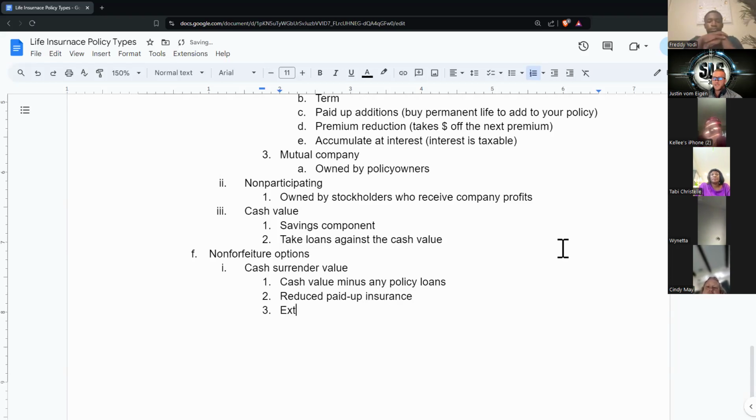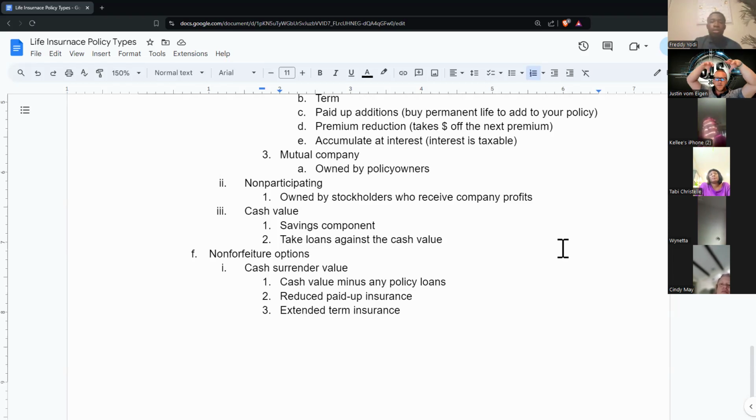So that's reduced paid up insurance. And then you can also get extended term insurance. So that's what you do with extended term insurance. You take that same 10,000, say you have a $100,000 policy and you have $10,000 in cash value. Instead of taking the 10,000 and saying, how much permanent whole life can this $10,000 buy me? You say, how much term insurance, how long of a $100,000 term policy will this $10,000 buy me?